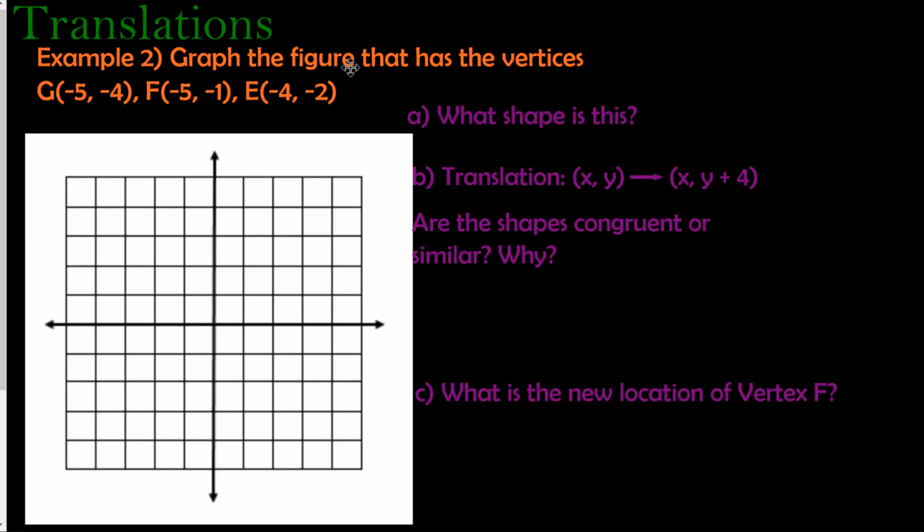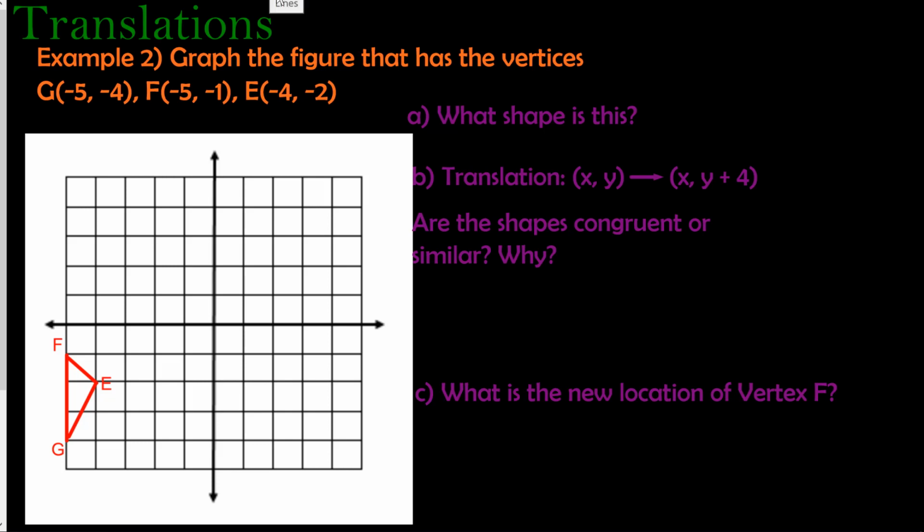So first it says graph the figure that has the vertices G, F, and E. So we have negative 5, negative 4. So that's negative 5, 1, 2, 3, 4, 5, down 4, 1, 2, 3, 4. So G is going to be right here. F is going to be right here, and E is going to be right here. So the image should look like this. G, F, E. Okay. What shape is this? This is a triangle. Okay.